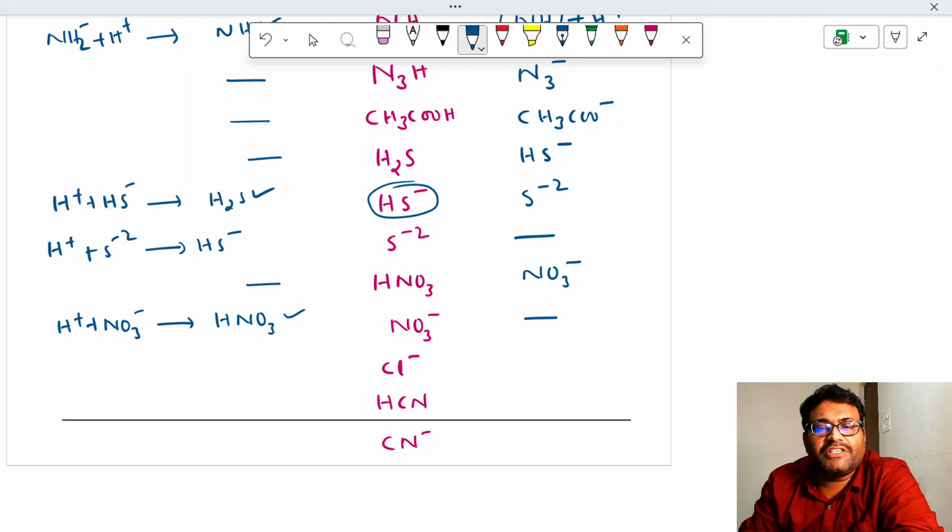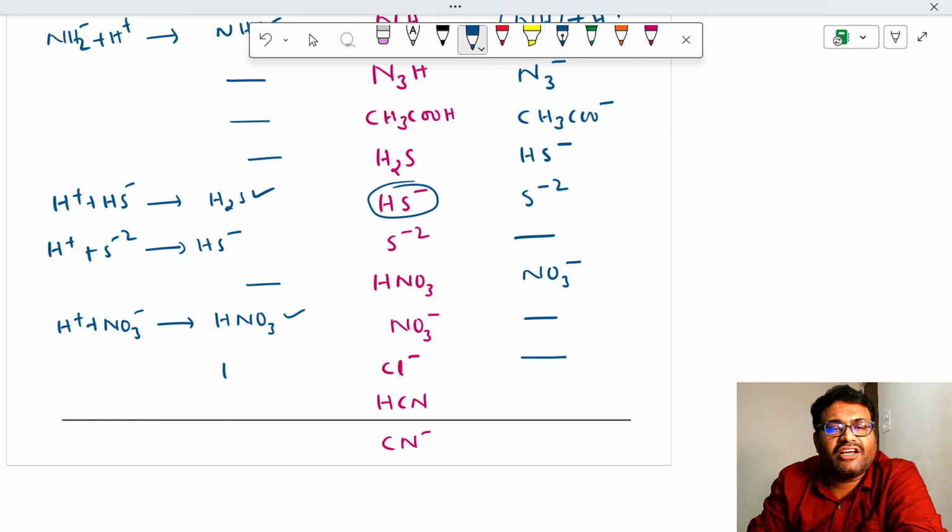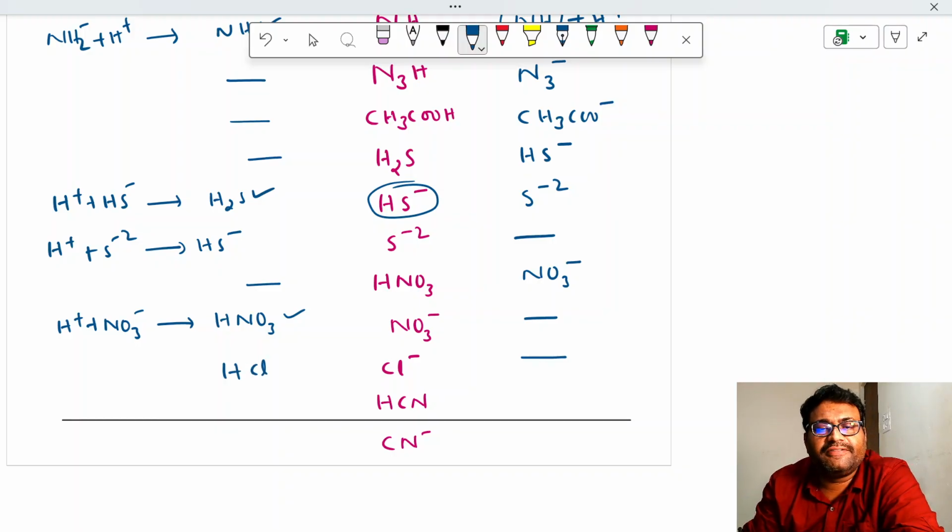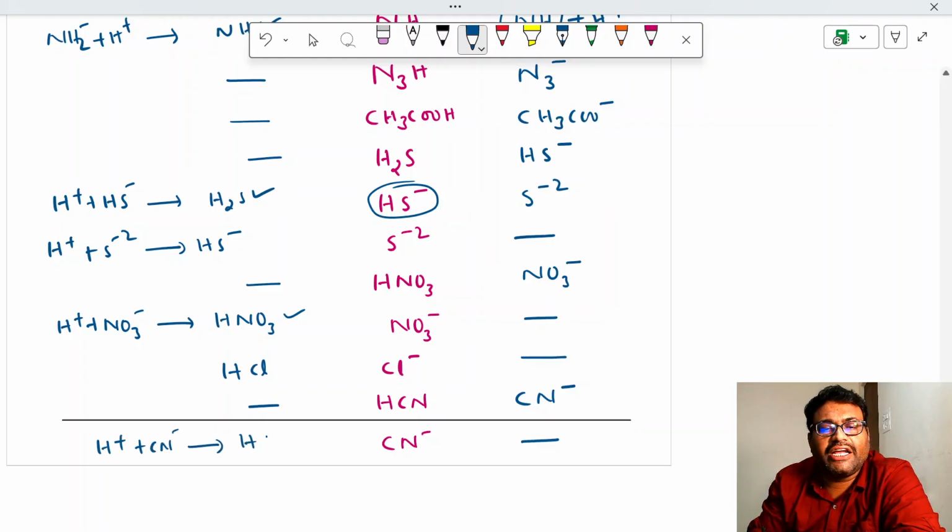Can you remove H plus from Cl minus? Not possible. Can you add H plus? Yes. After adding H plus, it gets HCl. Can you remove hydrogen from HCl? Yes. If I remove hydrogen from HCl, it forms Cl minus. Can you add H plus to this? Not possible. Can you remove hydrogen from Cl minus? There is no proton, so not possible. Can you add H plus? Yes, I can add H plus. H plus plus Cl minus gives rise to HCl.